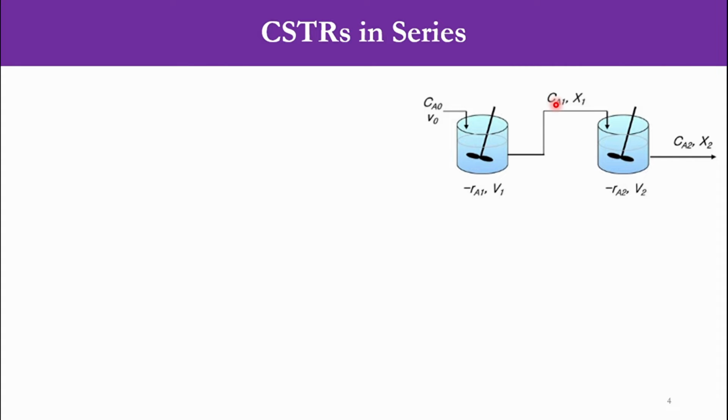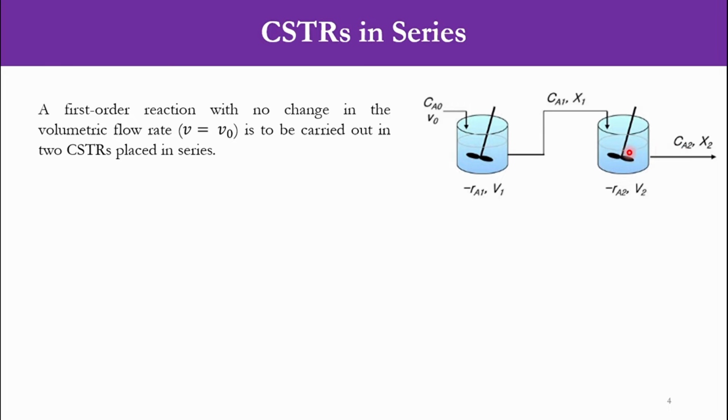The concentration is Ca1, the conversion is X1. In the second reactor, the rate of reaction is minus Ra2 and the volume is V2, while at the outlet, the conversion is X2 and the concentration is Ca2. So we are assuming that for these two reactors, a first order reaction is taking place and there is no change in the volumetric flow rate.